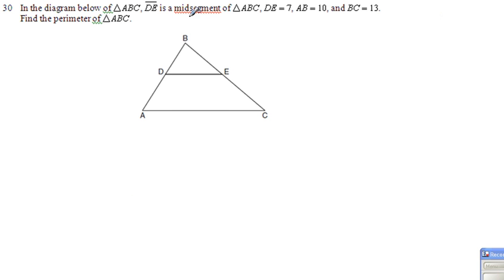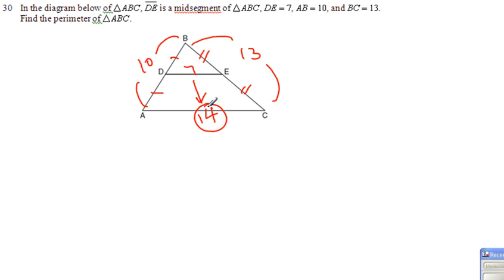Number 30. Mid-segment, that means this must be equal to this one, and this must be equal to this one, where the small triangle and big triangle will be similar in a 1 to 2 ratio, as you can see. DE is equal to 7. That automatically tells us that this must be 14. Now AB is equal to 10, and BC is equal to 13. Then what is the perimeter of triangle ABC? Oh, okay, we have everything that we need. We just have to add up these three values. Then we'll end up getting 37 as our final answer.